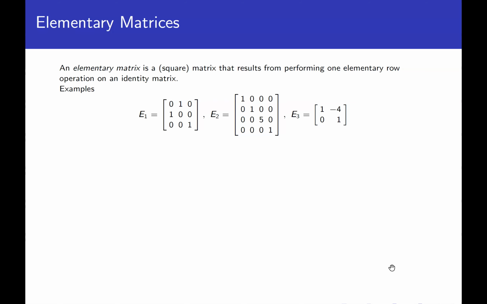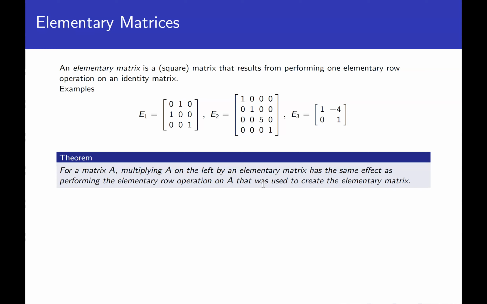To give you some examples here, this first one, E1, is an elementary matrix because rows 1 and 2 have been swapped. E2 here is an elementary matrix because row 3 has been multiplied by 5. And E3 here is an elementary matrix because we've taken -4 times row 2, added it to row 1, and replaced row 1. Notice these are all one elementary row operation away from an identity matrix.